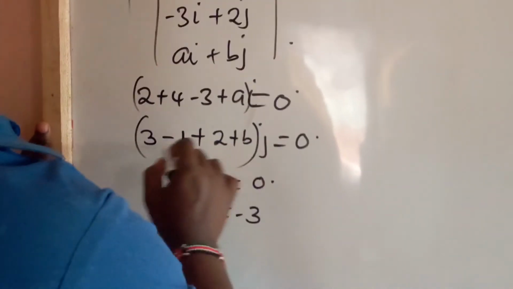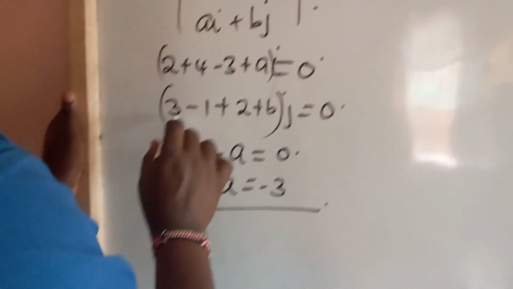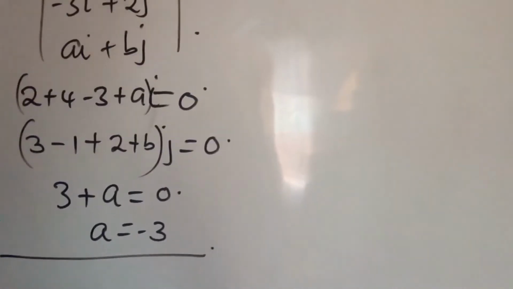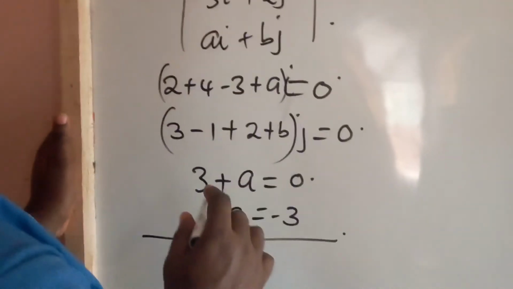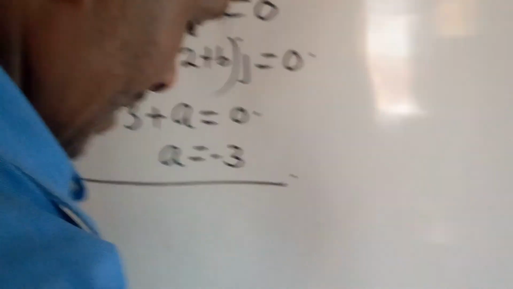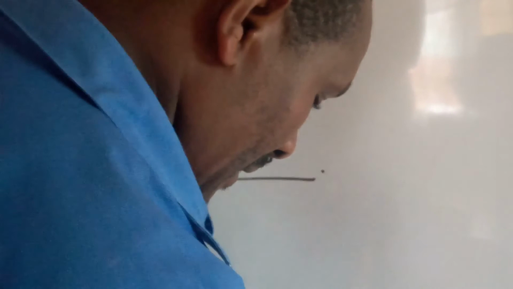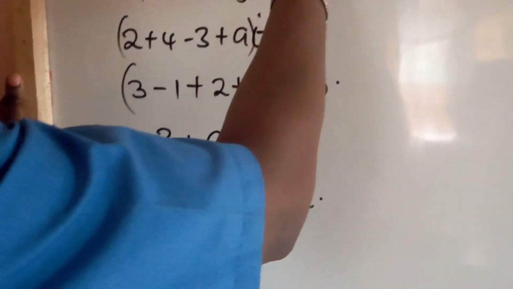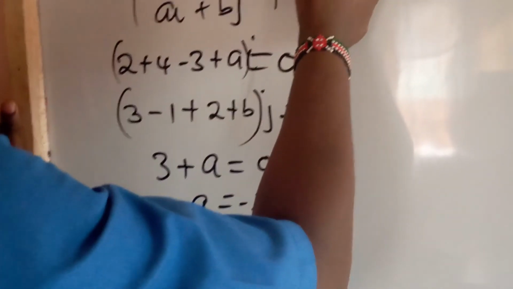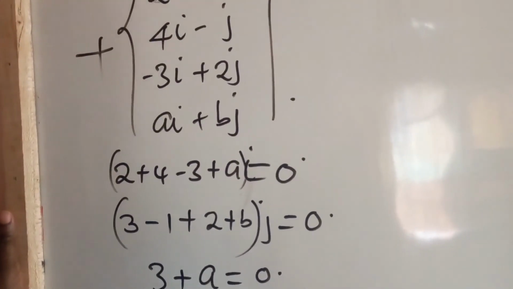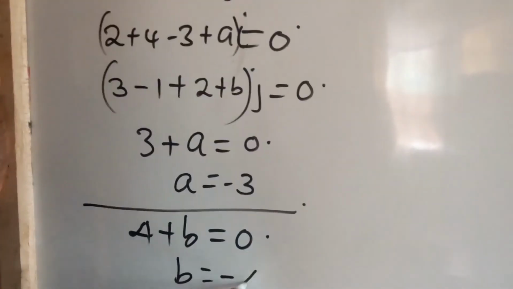At the same time, if we now get hold of j, then 3 minus 1 plus 2 plus b, because we are told that 3j, 2j and minus j should give us 0. That is 3 minus 1, that is 2. 2 plus 2, that is 4. 4 plus b should give us 0. Obviously now b is going to be negative 4.